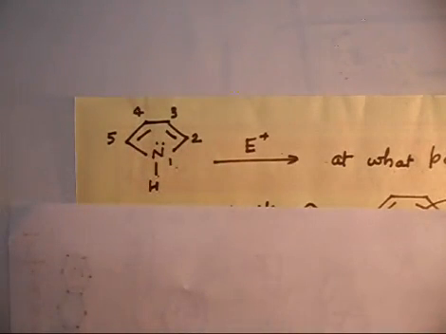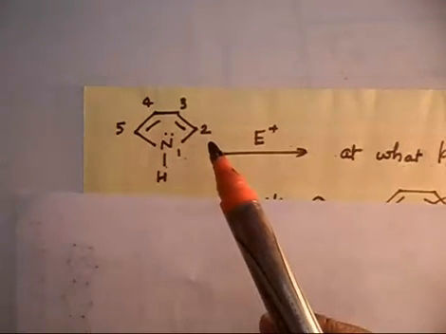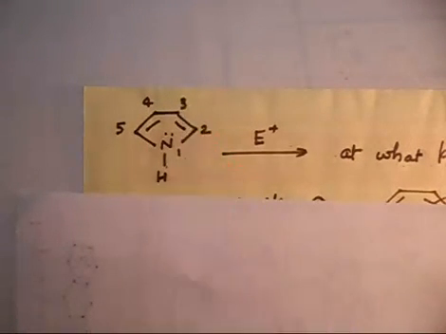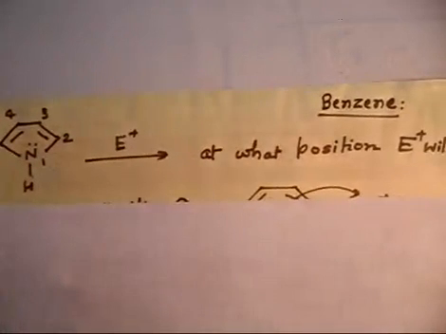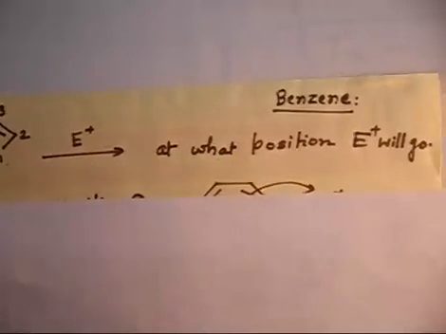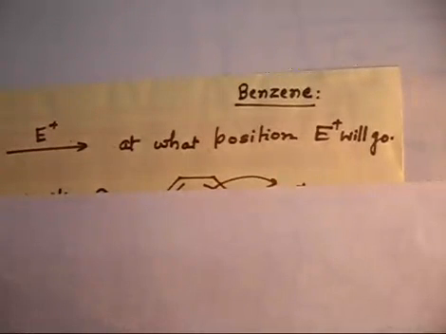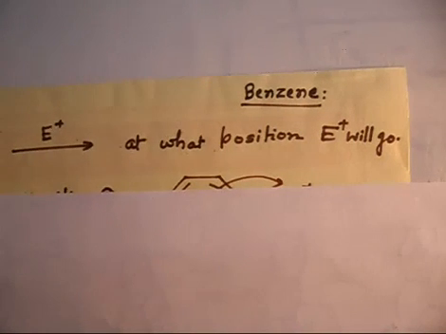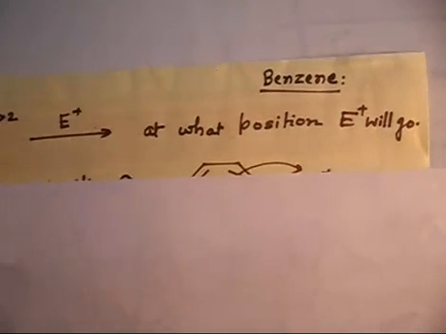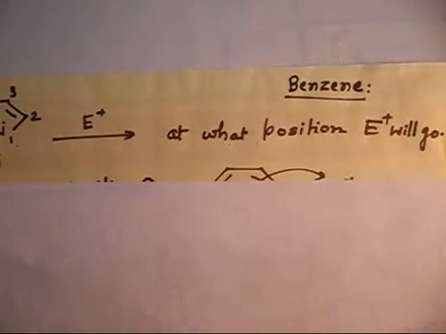Now you know what my question is. The electrophile will either go at carbon number 2 or at carbon number 3. So at what position will the electrophile attack? This is the question, not the answer, of course. At what position will the electrophile attack in case of pyrrole? Similarly, I will ask another question, but before that let us do this one.